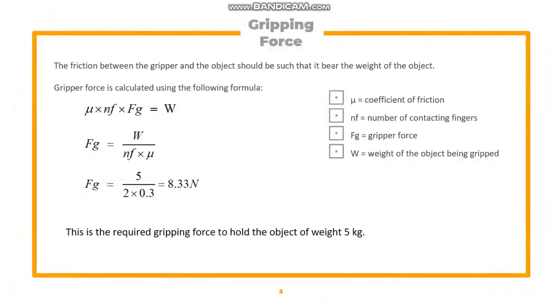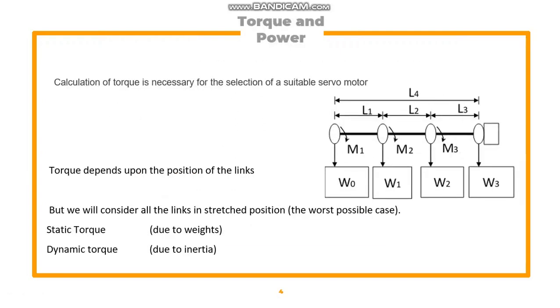Likewise, we will find the gripping force by using the following relationship. Gripping force is necessary. Gripping force tells us how much force is required to hold an object of a certain weight. Like in our case, the object weight is 5 kg, so we need at least 8.33 Newton force to hold the object and to shift it from one platform to the other platform.